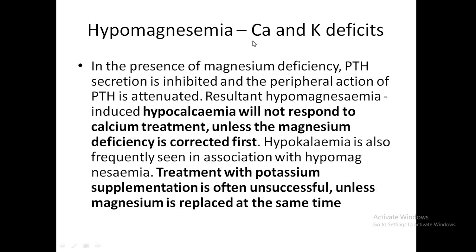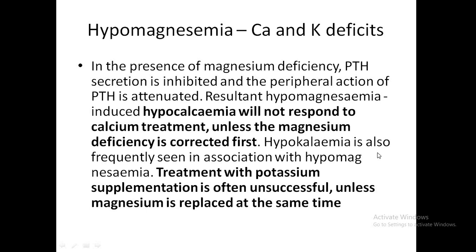These are the effects on calcium and potassium when there is hypomagnesemia. When there is magnesium deficiency, PTH secretion is inhibited and peripheral action of PTH is attenuated. So hypomagnesemia will induce hypocalcemia, and this hypocalcemia will not respond to calcium treatment unless the magnesium deficiency is corrected first.